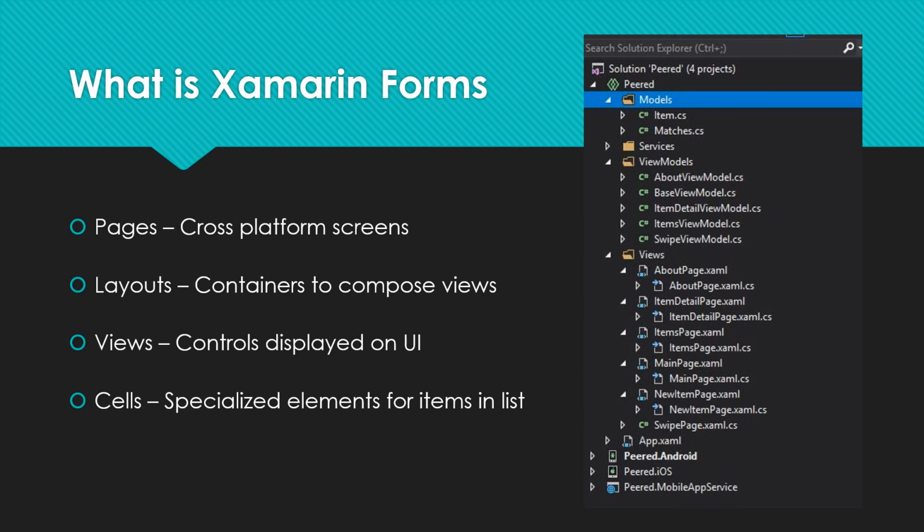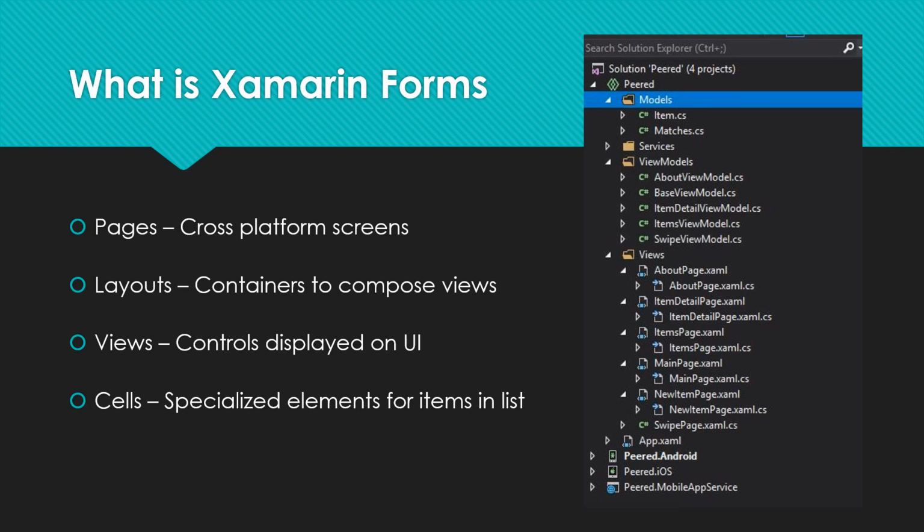Okay, now we have Xamarin Forms. And Xamarin Forms is a framework which uses XAML to define UI in Xamarin. And it's got four main components. It's got pages, layouts, views, and cells. And a page essentially is just the screens you see across your app, so different pages, different screens.